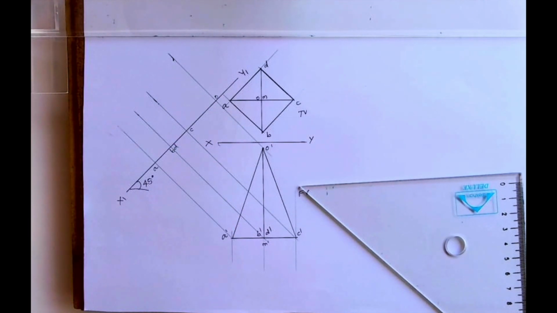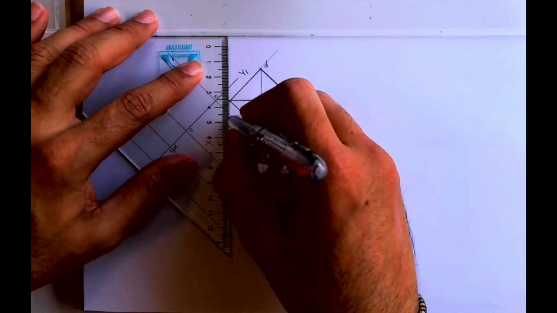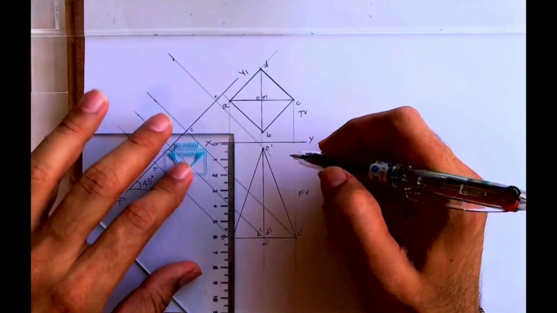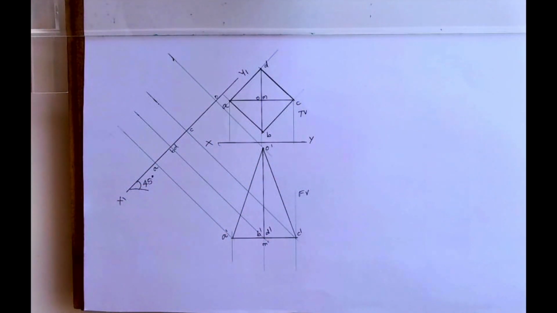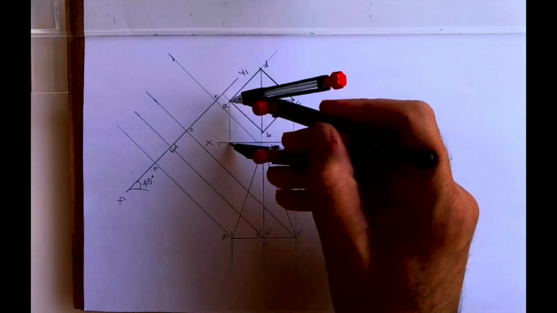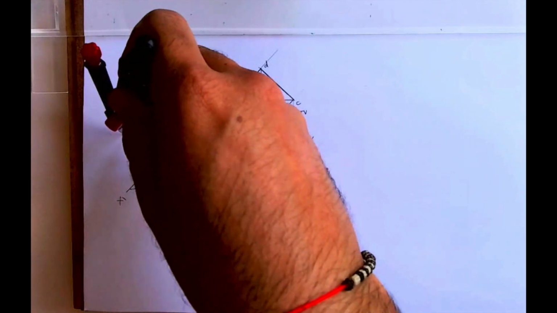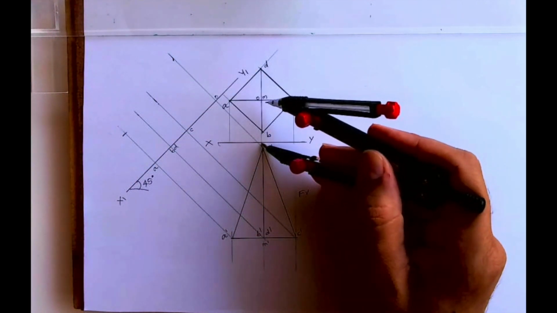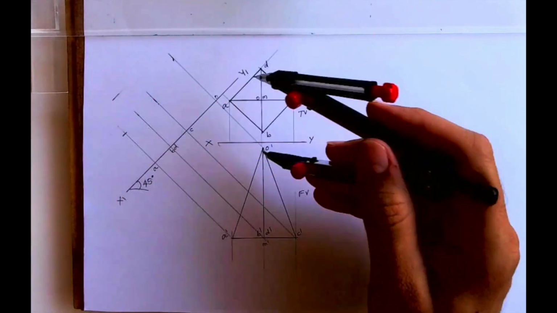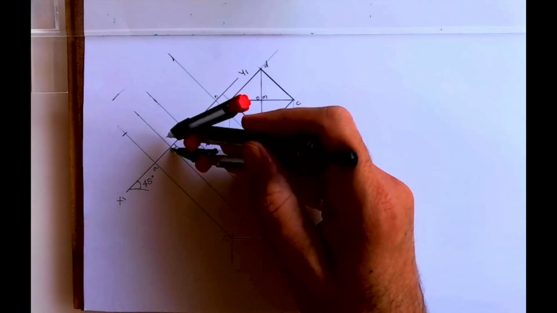Now after this, now we'll transfer distance from XY to A and we'll cut X1, Y1. See this, we'll take XY to A and on this line we will cut from X1, Y1. XY to D. And from here we'll cut D. XY to B. And X1, Y1 to B.